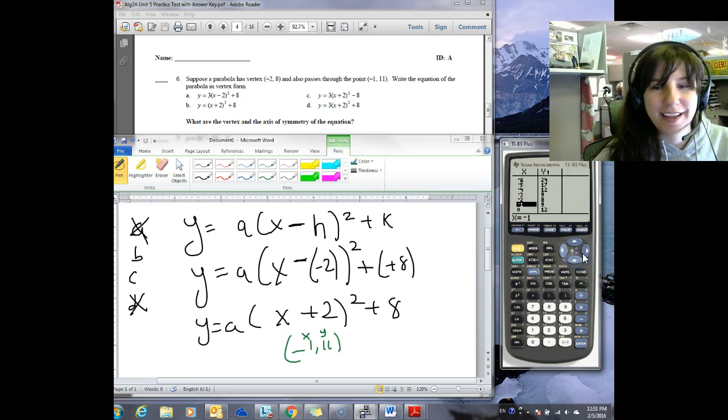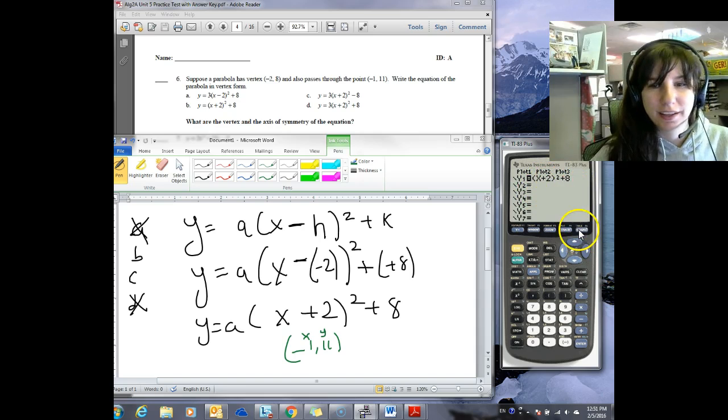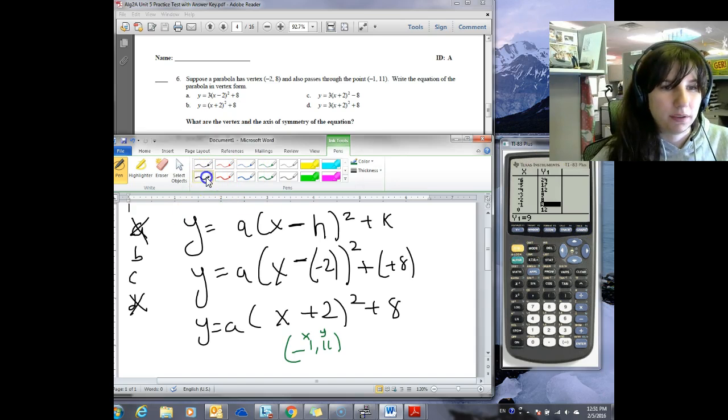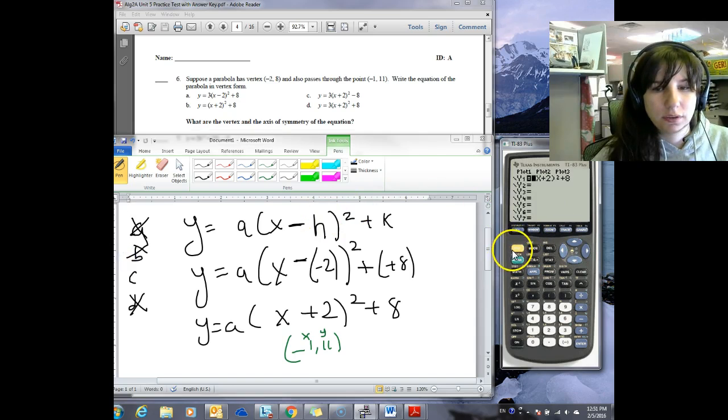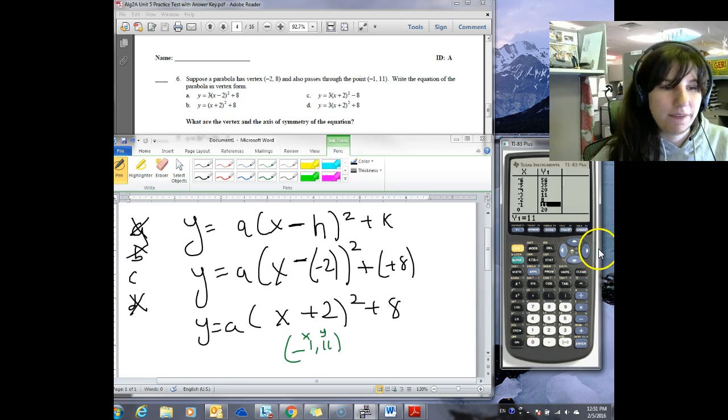Okay. When x is -1, y is 9. So that doesn't really match. Let me double check it one more time. X plus 2 squared plus 8. Graph. Okay. So that means B is out of the question. And let's just go ahead and check the last one before I pick it. Okay, so when x is -1, my y is 11.